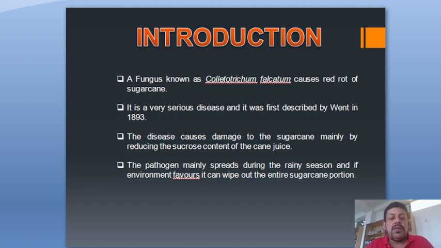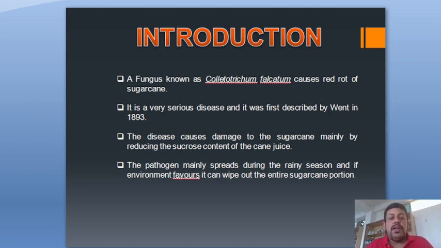The disease causes damage to the sugarcane, mainly reducing the sucrose content of the cane juice. We know sugarcane is mainly popular for yielding the sugar juice, that is the sucrose. That is the main reason for the pathogen to attack the sugarcane, because it gets a lot of sugar. When the pathogen gets a lot of sugar content, then definitely the host will be much more susceptible to the attack of various pathogens.